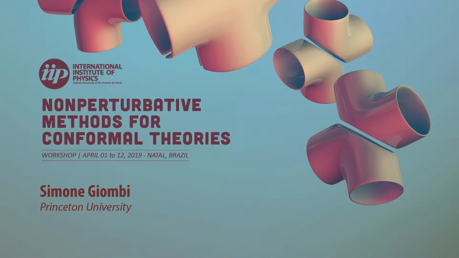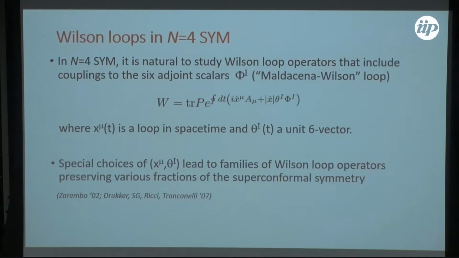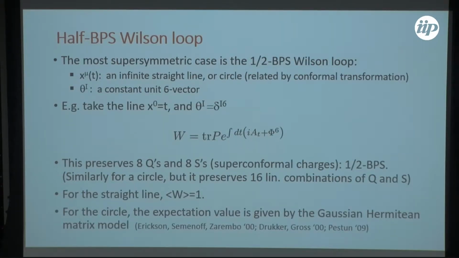Depending on how these couplings to the scalars are chosen in correlation with the shape of the loop. Okay, the simplest example, the most supersymmetric one, which I'll focus on, is the half BPS Wilson loop. This is obtained by taking the loop to be an infinite straight line or a circle. The two configurations are related by a conformal transformation. And the scalar coupling is just a constant unit 6-vector.